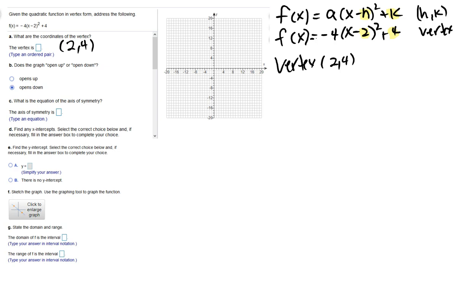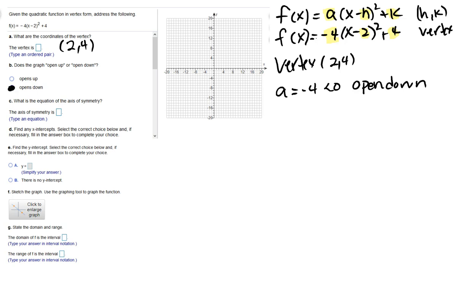The next part says, does the graph open up or open down? We can figure this out based on the value of a. Our value of a is negative 4. And because that is negative or less than 0, we know that this parabola is going to open down. So we would answer opens down.